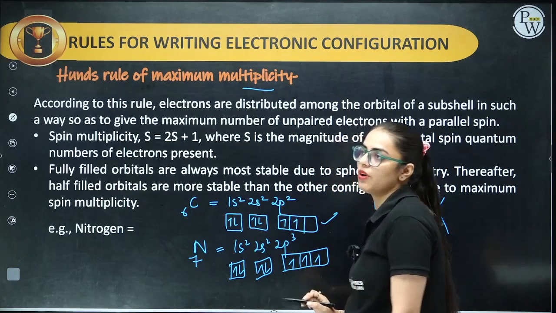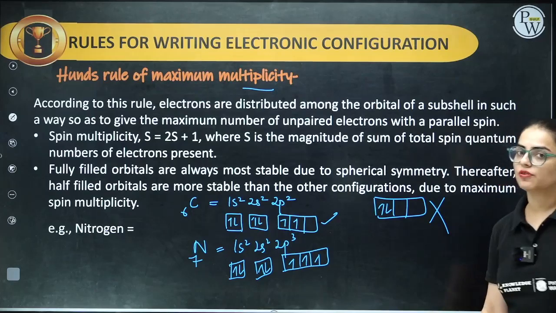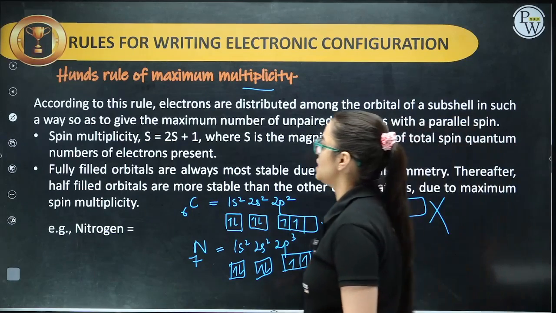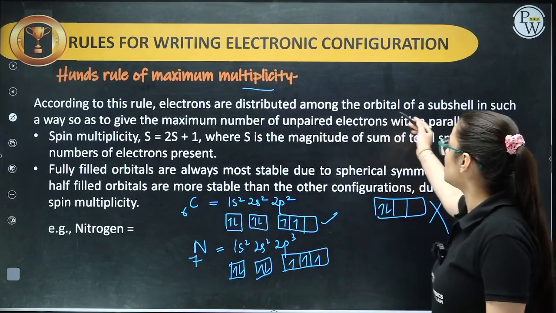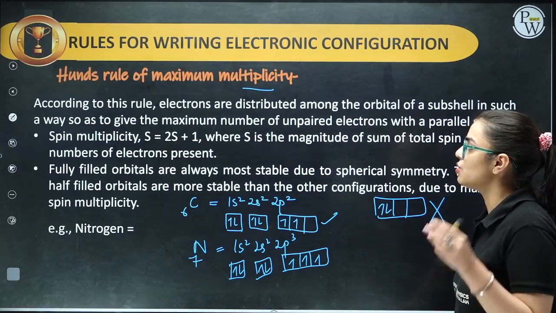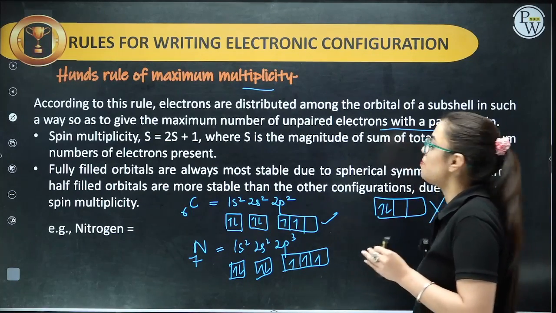Don't put 2 first and 1 first. 1 orbital will get 1 electron each first, and then it will be filled. So see, according to this rule, electrons are distributed among the orbitals of a subshell in such a way as to give the maximum number of unpaired electrons with a parallel spin.